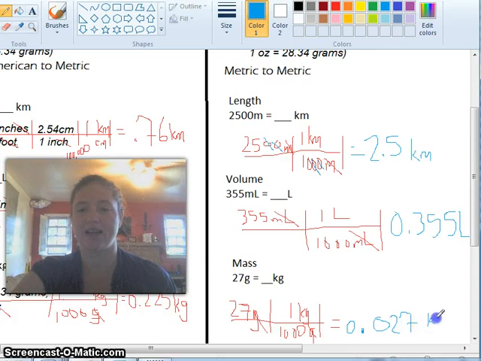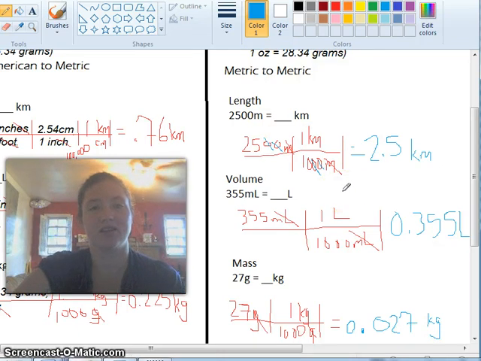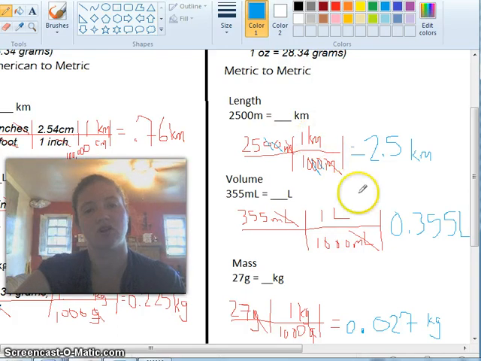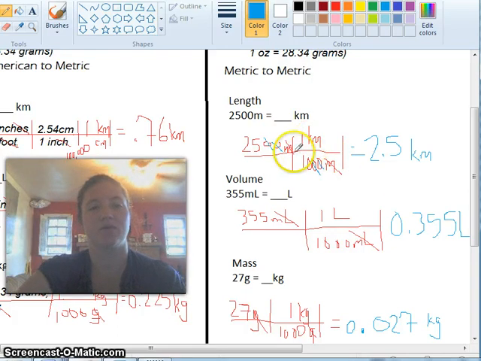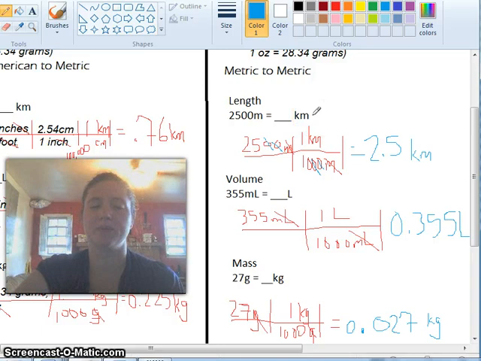And what you will notice is as I did the metric to metric, these were much, much easier. If you are finding it hard to do some of this in your head, one of the other ways you can do this, especially if it's a large jump, is, for example, if I'm going from centimeters to kilometers, I might want to go from centimeters to meters, and then from meters to kilometers, just to make sure that I counted up the number of zeros correctly. But that would be the only other suggestion I have.